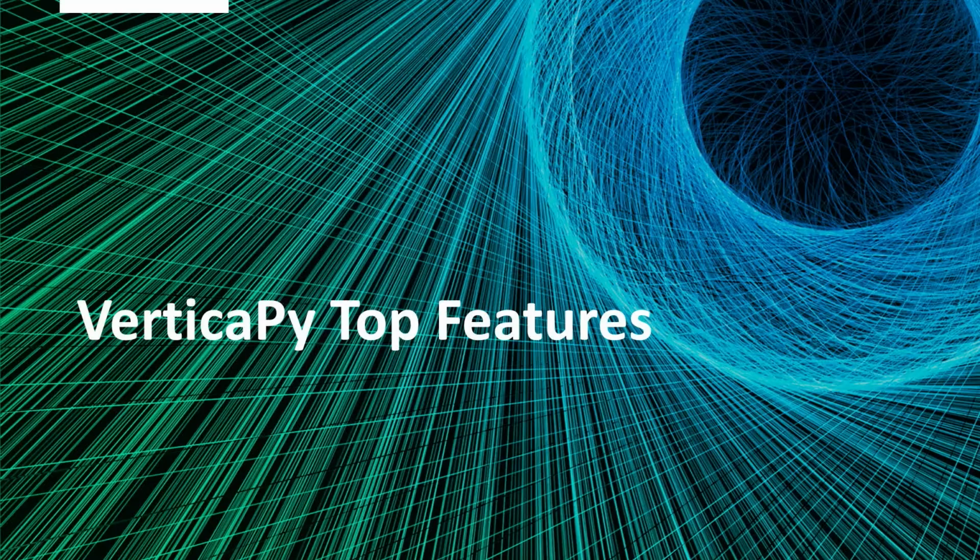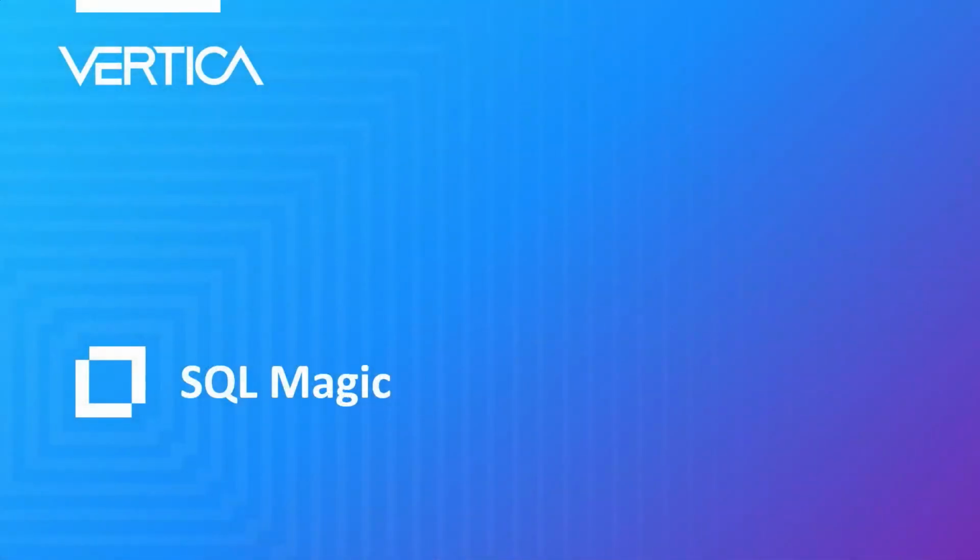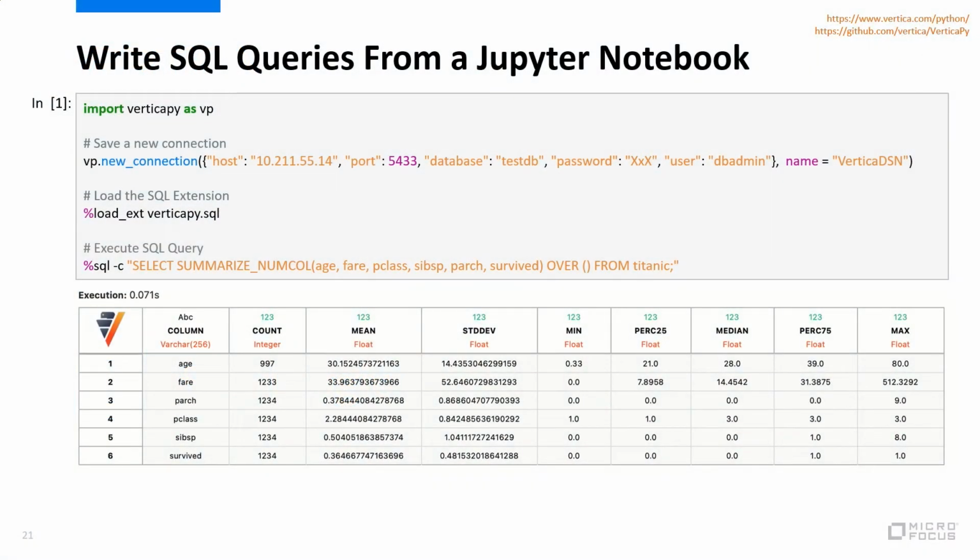Let's now see some of the VerticaPy top features. VerticaPy provides many different features in order to simplify all the data science on top of Vertica. One of the most powerful functionalities is the SQL magic function. In VerticaPy, you can typically use Jupyter notebooks, and with these Jupyter notebooks, you have a simplified way of calling SQL directly in your Jupyter cell.